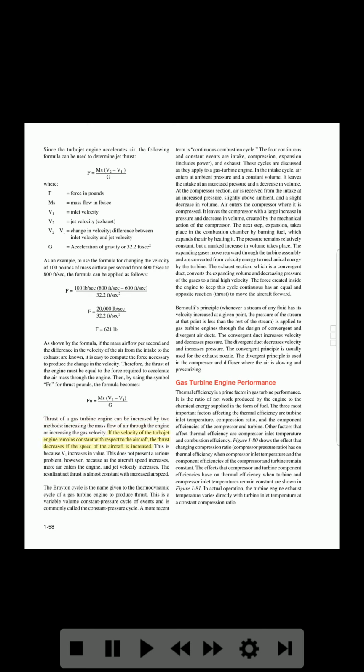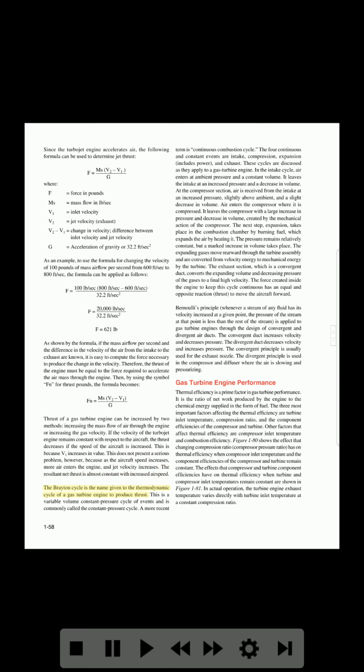If the velocity of the turbojet engine exhaust remains constant with respect to the aircraft, the thrust decreases if the speed of the aircraft is increased. This is because V1 increases in value. This does not present a serious problem, however, because as the aircraft speed increases, more air enters the engine, and jet velocity increases. The resultant net thrust is almost constant with increased airspeed.